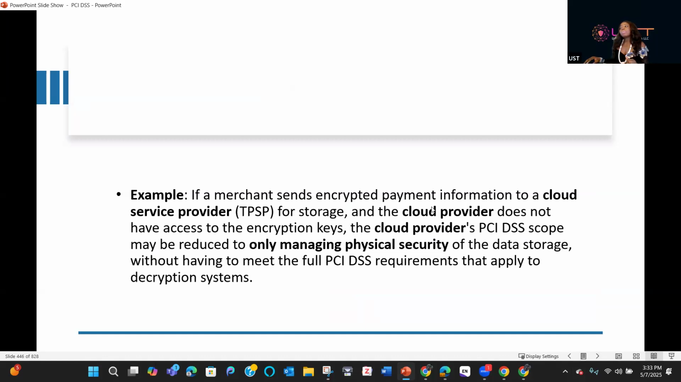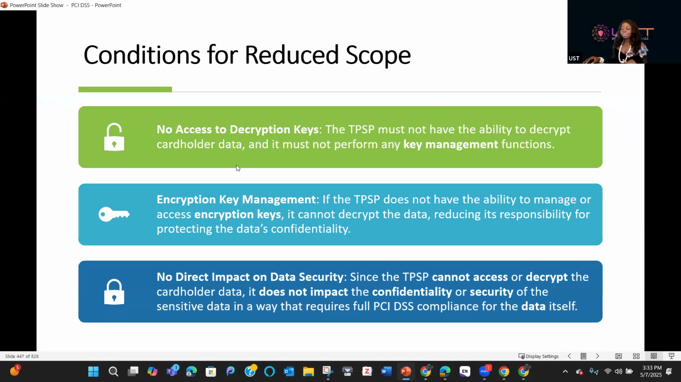If a merchant sends encrypted payment information to a cloud service provider for storage, the cloud provider does not have access to the encryption keys. The cloud provider's PCI DSS scope might be reduced to only managing physical security of the data storage, without having to meet the full PCI DSS requirements that apply to the decryption system. I hope that is covered. But let's see some of the conditions for reduced scope.